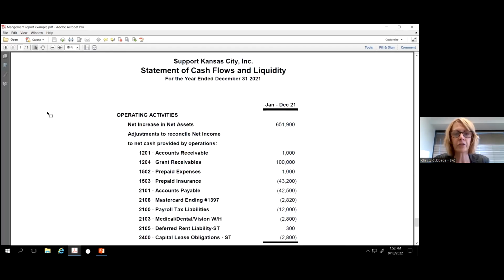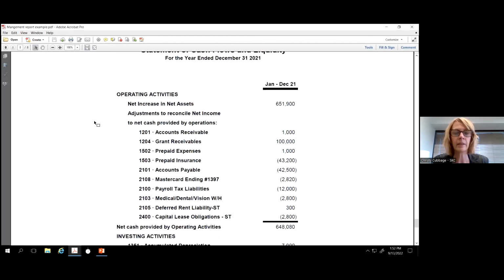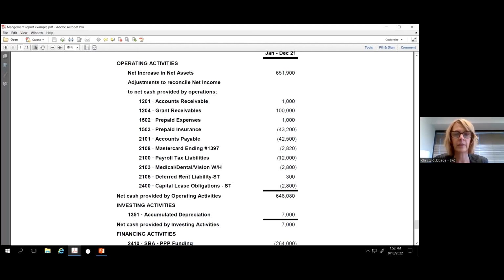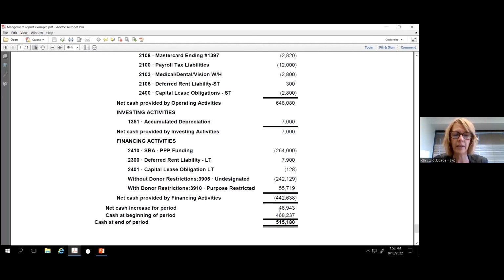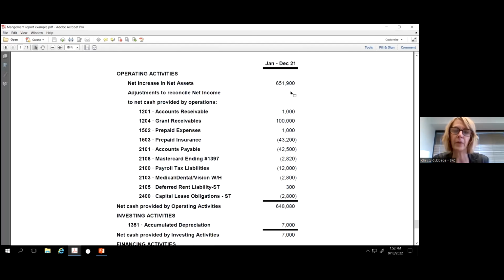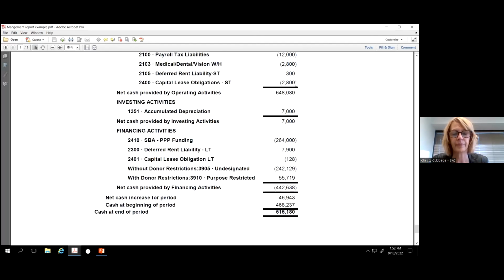Here's the statement of cash flows. Again, it can be a little daunting. This is like your net income, but net income doesn't mean cash in the door. It goes through a calculation of, well, that added to our cash or that decreased our cash. And the bottom shows the net increase of cash. So look, even though we made $651,000, our change in cash was only 46.